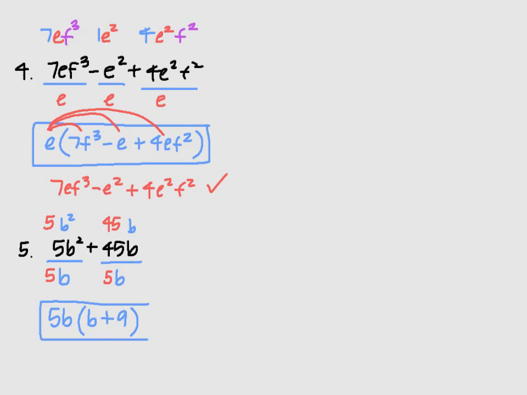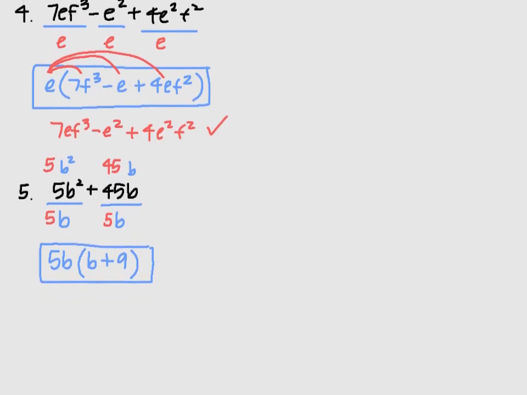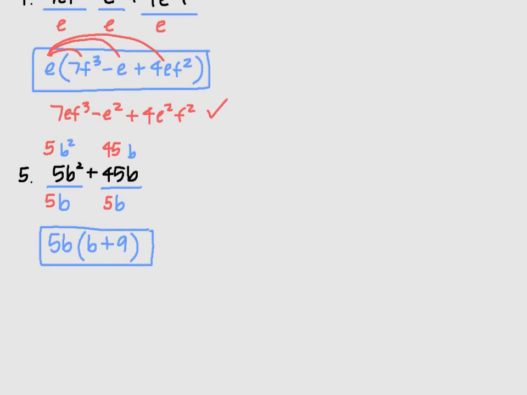So this is the factored form of my binomial. Checking to see that I got the correct factored form, what I would do is distribute the 5b to both terms in my parentheses and just make sure that it matches the original binomial I started with. So 5b times b equals 5b squared. 5b times 9 equals positive 45b. And if I check my binomial with the binomial that I started with, they are the same. So I did factor it correctly.